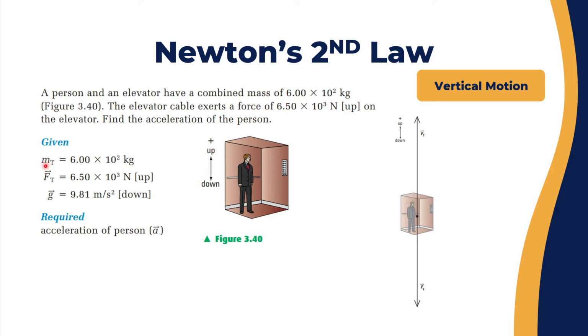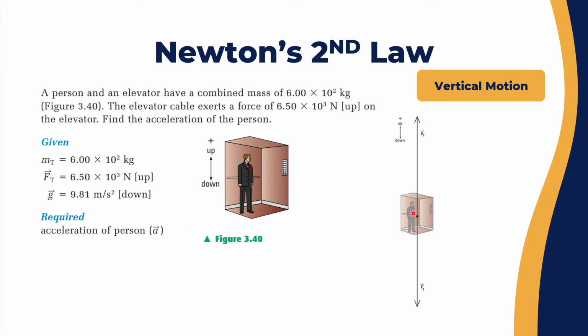What's given? We have the total mass, given to us as 600 kilograms. The total force exerted by the cable: you know that an elevator has a cable pulling it upward and downward. That's how it works, and it's a force pulling upwards in this case. That would be 6,500 newtons up, and the gravitational acceleration would be 9.81 meters per second squared downward.